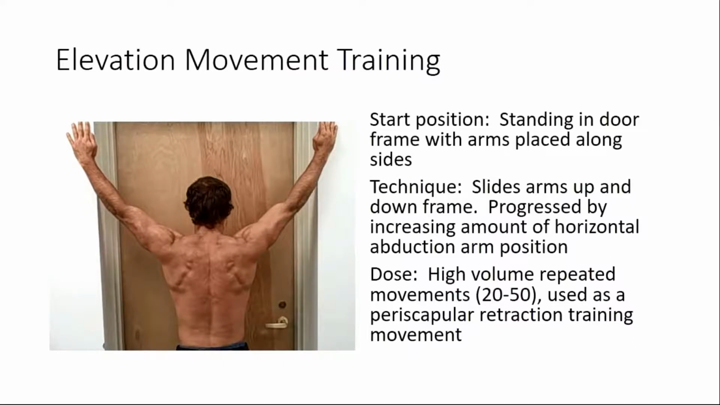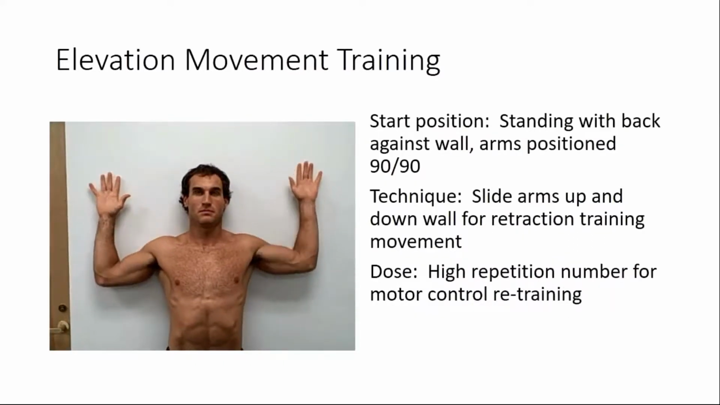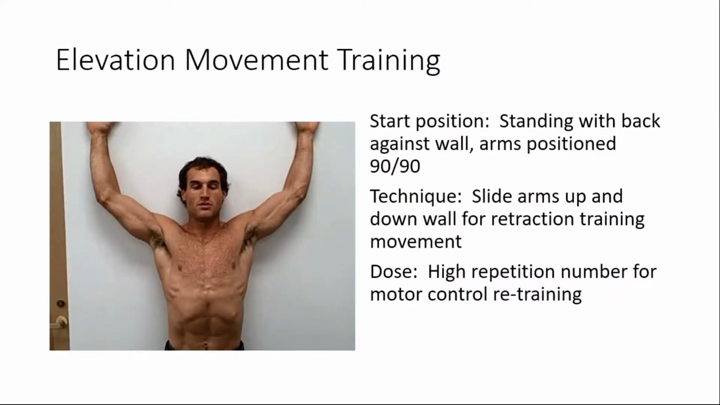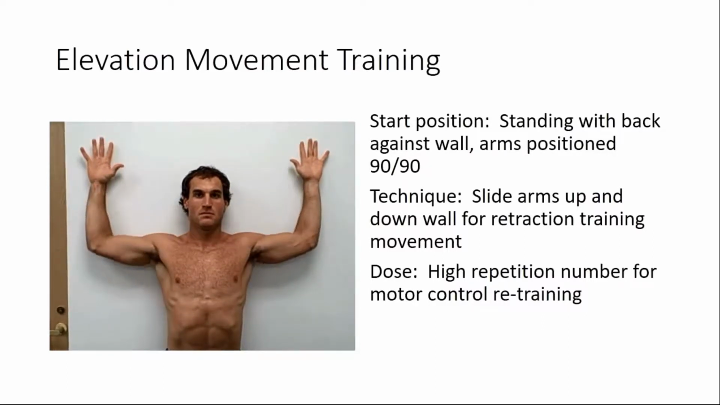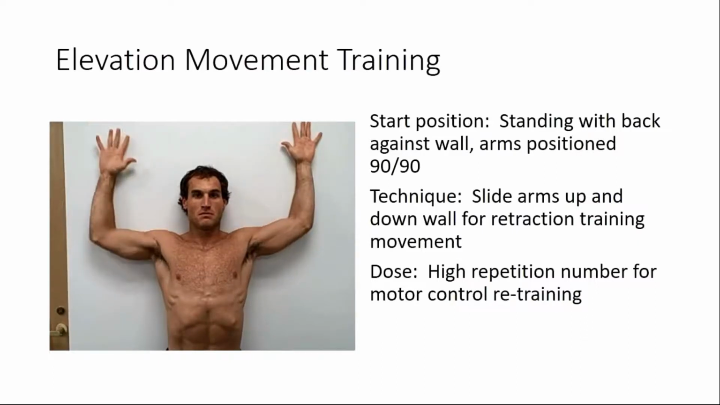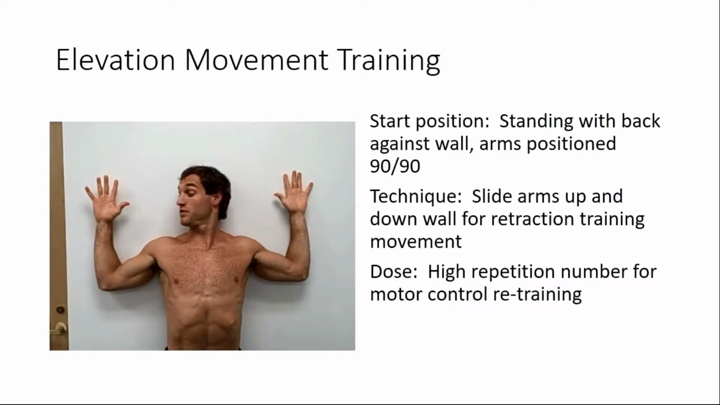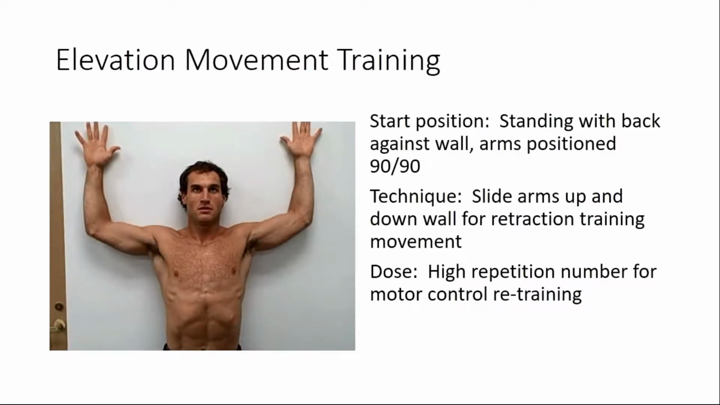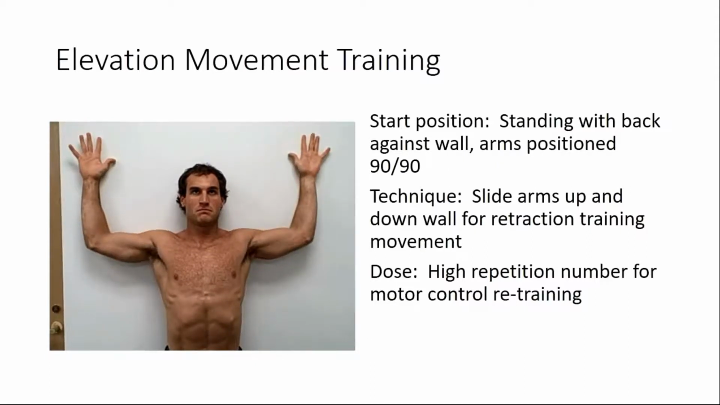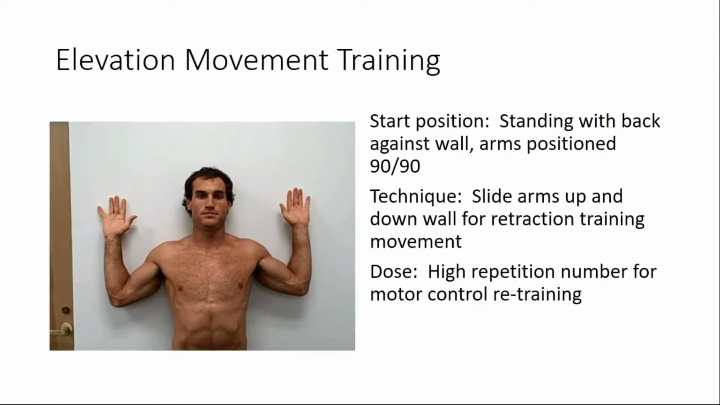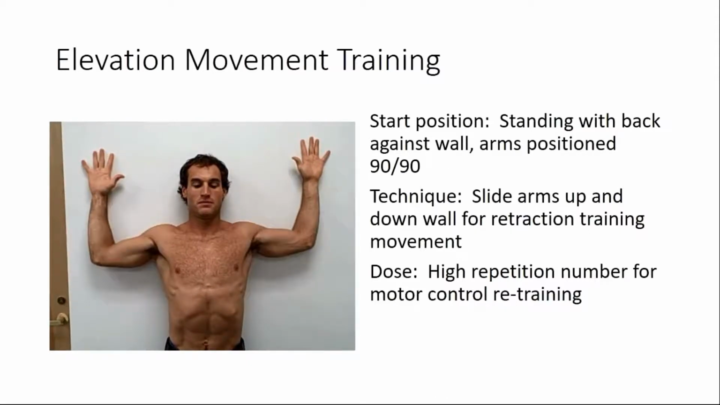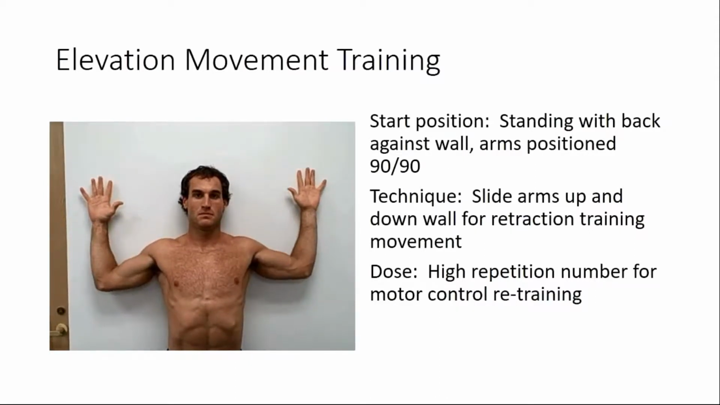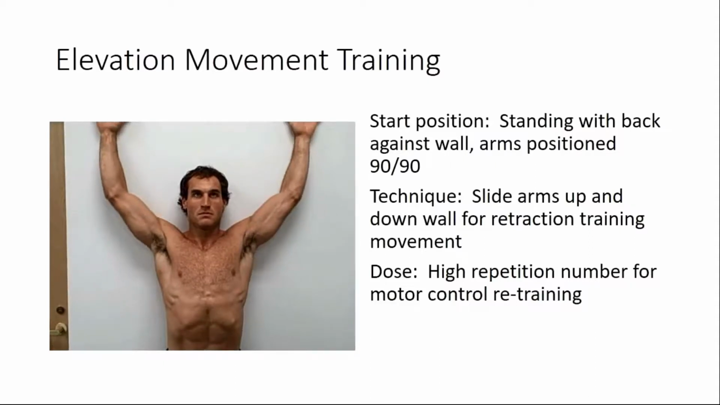Good comment. This would then be another progression. So now what you're doing is, instead of putting him in the doorway, his back is up against the wall. So when his back is up against the wall, he has to actively engage the periscapular musculature to pull those elbows back and then elevate in that position. So he's using more muscular recruitment in that case to get his arms up over his head, as opposed to forcing him that way with the doorway stretch. So that's a nice progression as well.